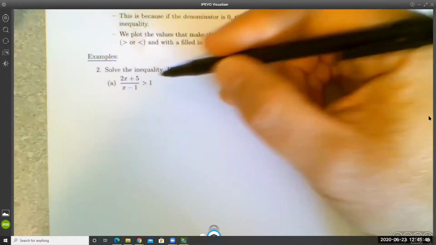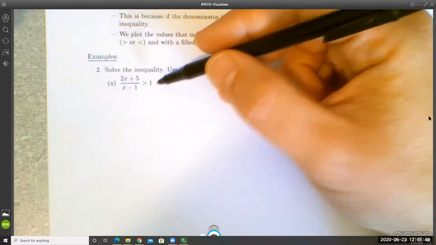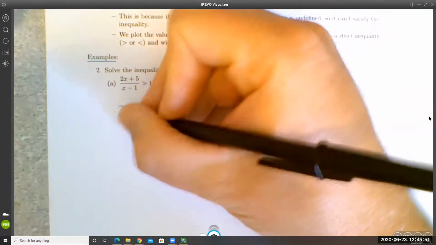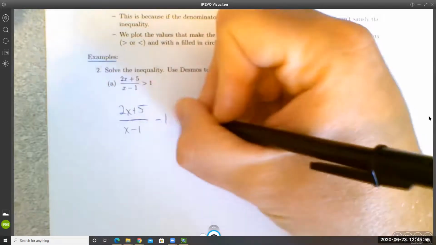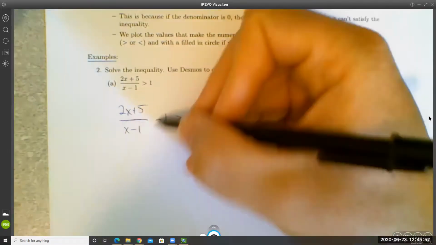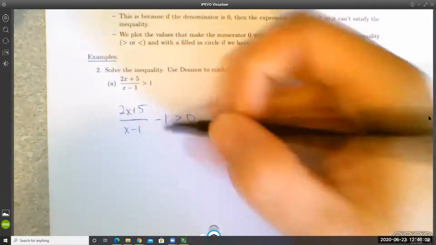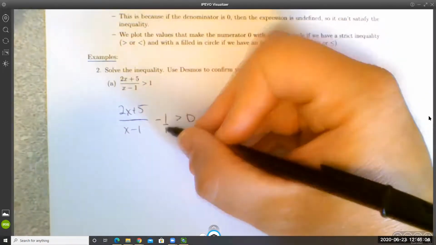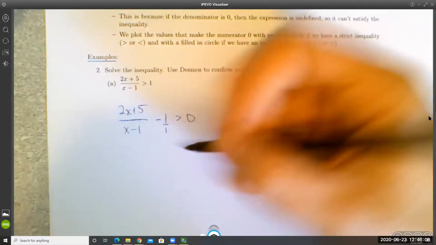So we're not going to solve this the way that we would solve the corresponding equation. What we're going to do is move the 1 over. And then we're going to combine these into a single rational expression. To do so would require me to rewrite 1 as a fraction and then get a common denominator, which in this case is going to be x minus 1, right?